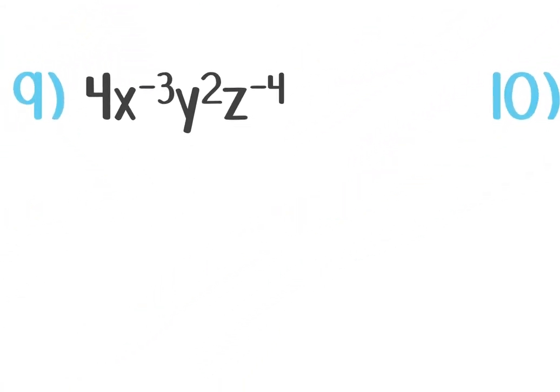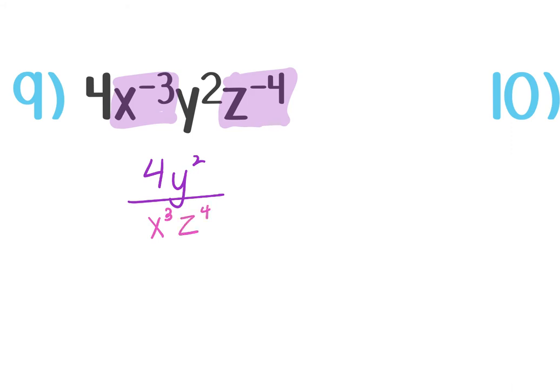All right, number 9. So you've got 4 that's raised to a positive 1, right? There's no exponent there, which would be a positive 1. The x is raised to the negative 3, y positive 2, z negative 4. So only the ones that have negative exponents are going to move. Everything else is going to stay where it is. So the 4 and the y squared will stay in the top. The x to the third will come to the bottom, and the z to the fourth will come to the bottom.